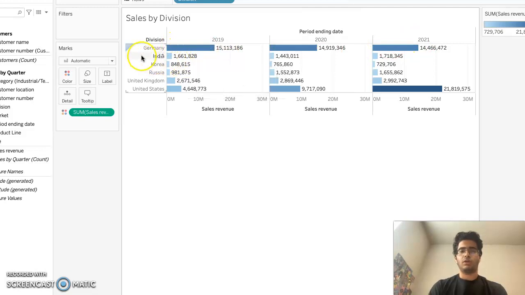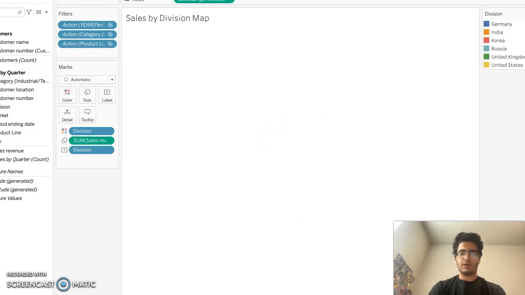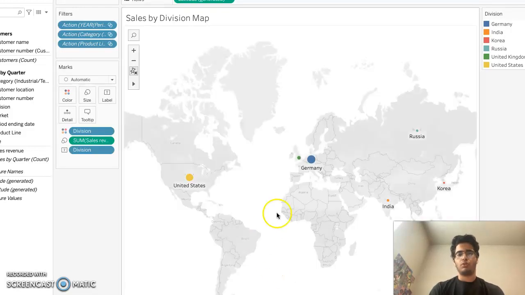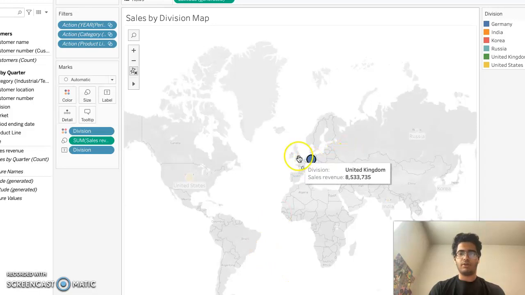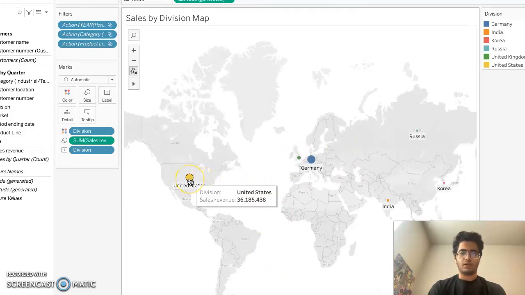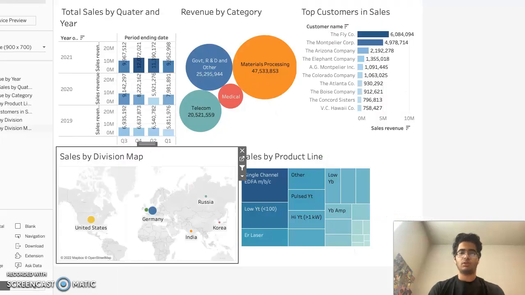In this we can see Germany is the highest. In this we can see in 2021 United States has the highest sales revenue. And then we go to the sales by division map. Here we can see different countries having their sales revenue by clicking on them. So here we go to the dashboard.